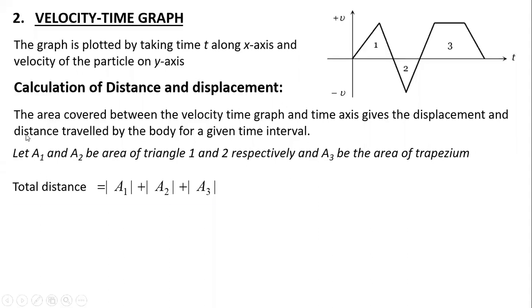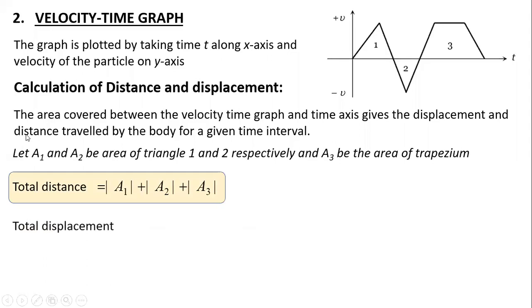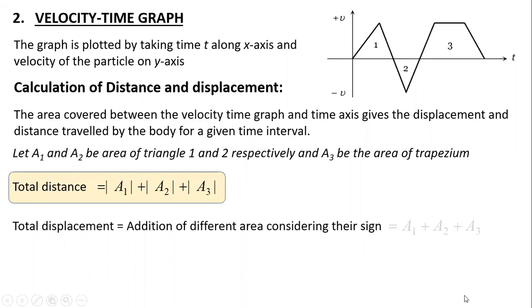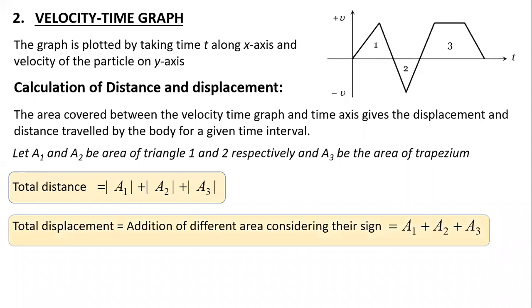But when I talk about displacement, displacement will be the addition of the areas considering their signs, meaning considering their directions as well. So it will be directly A1 plus A2 plus A3. That means the first area will be positive, the second area will be a negative value, and the third area will again be a positive value. So that is related to your distance and displacement.